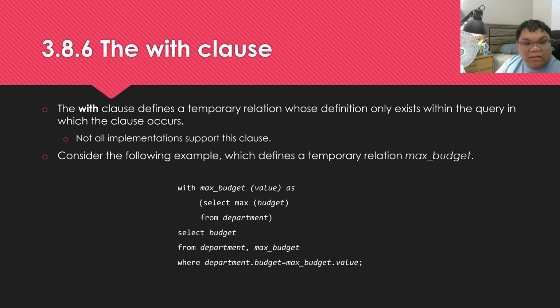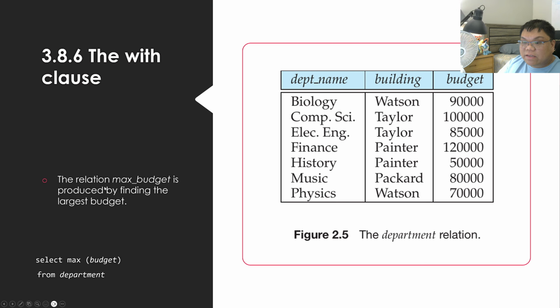So let's consider the following example. It defines a temporary relation max budget with the max budget value as subquery. Select max budget from department, select budget from department and max budget, where department.budget equals max budget.value. The relation max budget is produced by finding the largest budget. Select max budget from department.